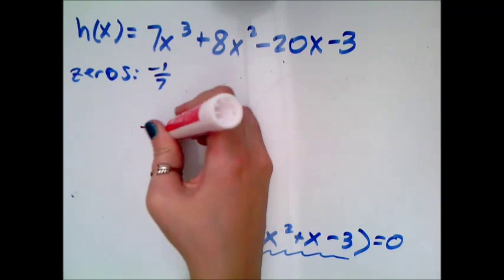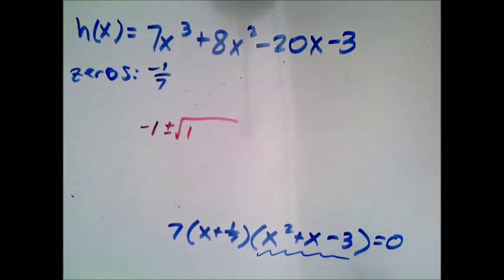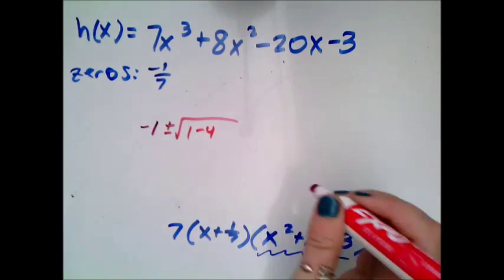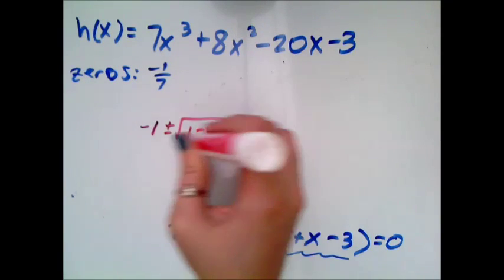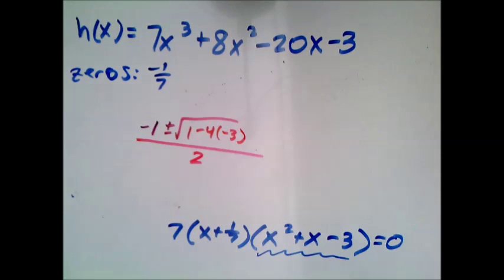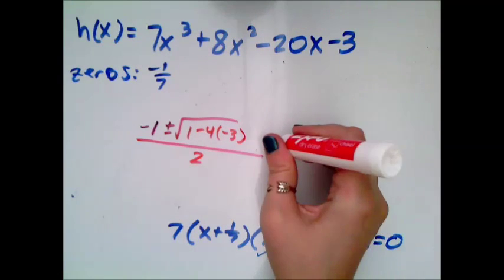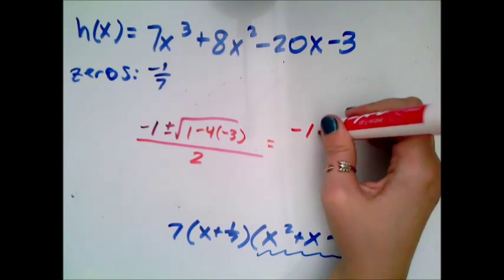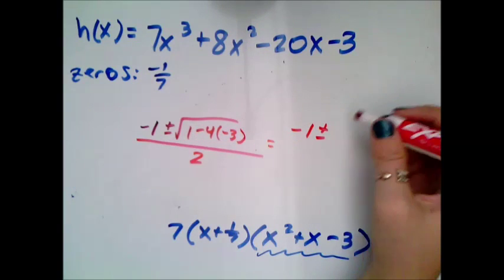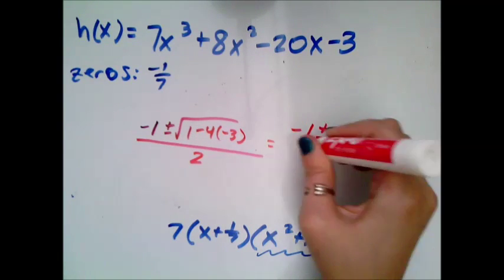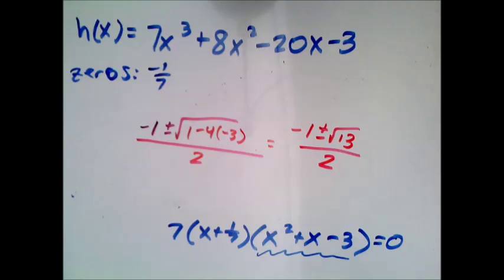So negative b plus or minus the square root of b squared, which is 1, minus 4 times a, which is 1, times c, which is -3. And then all over 2 times a, which is 2 times 1. So I have -1 plus or minus the square root of 1 plus 12, so square root of 13, over 2. So that's simplified all the way, so I just found my other 2 zeros.